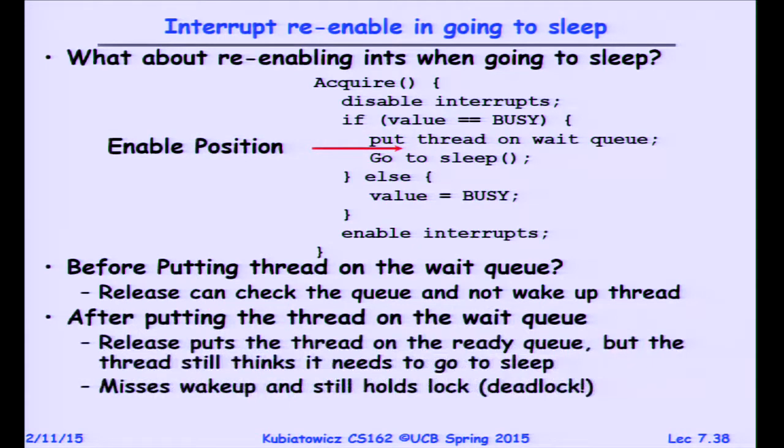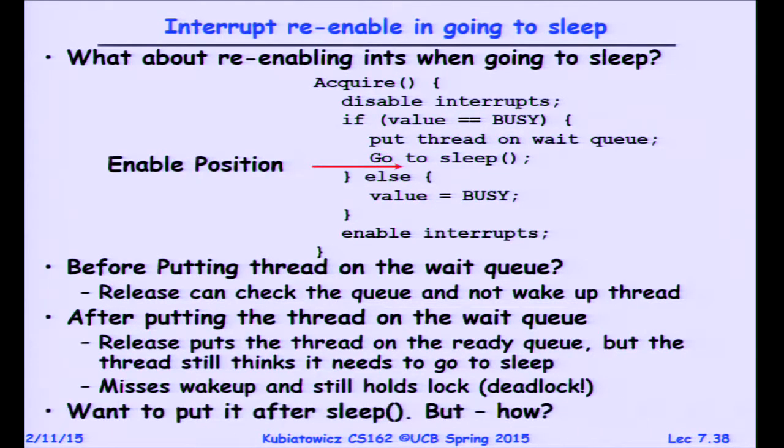I could try to re-enable interrupts here, but that would mean that I put myself on the wait queue and somebody, again, wakes me up just before I go to sleep. I could put them there. Well, I can't put them there because I go to sleep, so I don't ever get there. So this, how do I re-enable interrupts, seems like a little bit of a flaw with this particular solution. Okay?